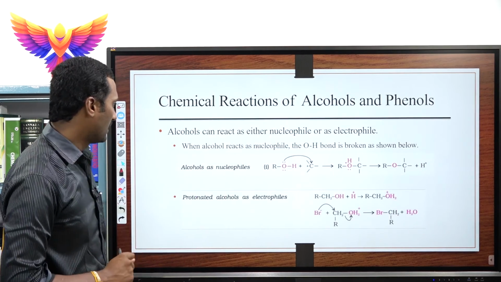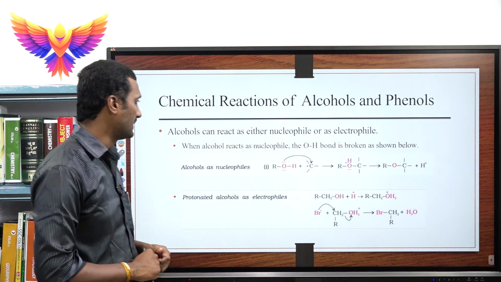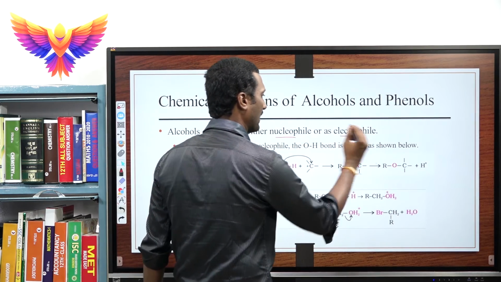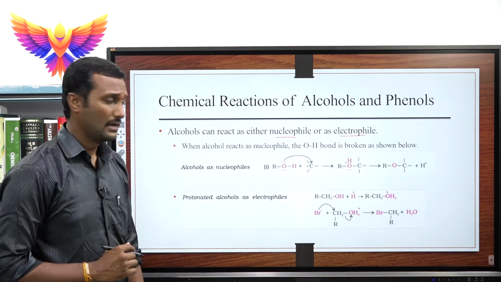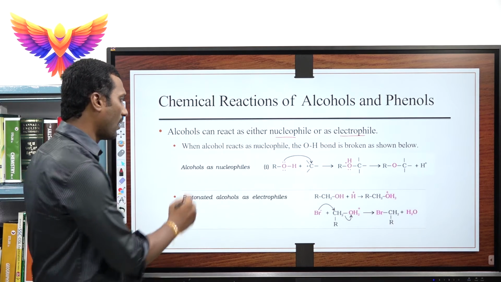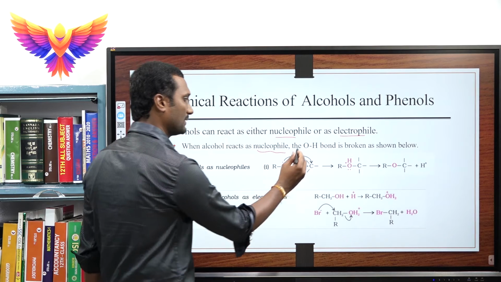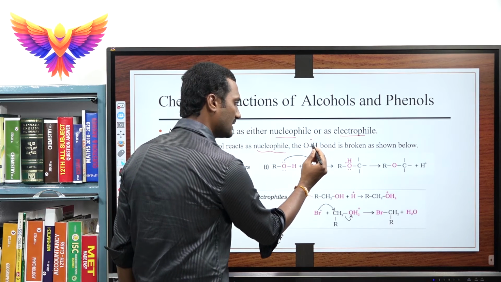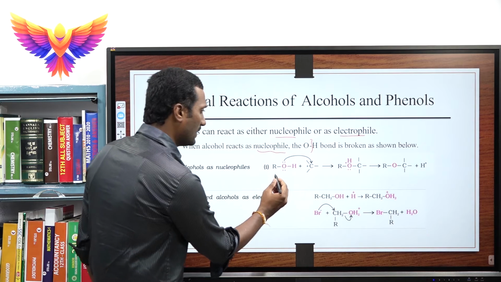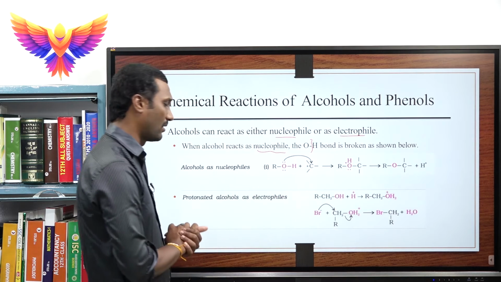Yes students, as I already said in the previous slide, the alcohol is versatile in nature, meaning it reacts as either a nucleophile or an electrophile, Lewis base and Lewis acid in nature. So when an alcohol reacts as a nucleophile, at that time the bond between the oxygen and hydrogen is broken. You can observe here the bond between the oxygen and hydrogen broken.